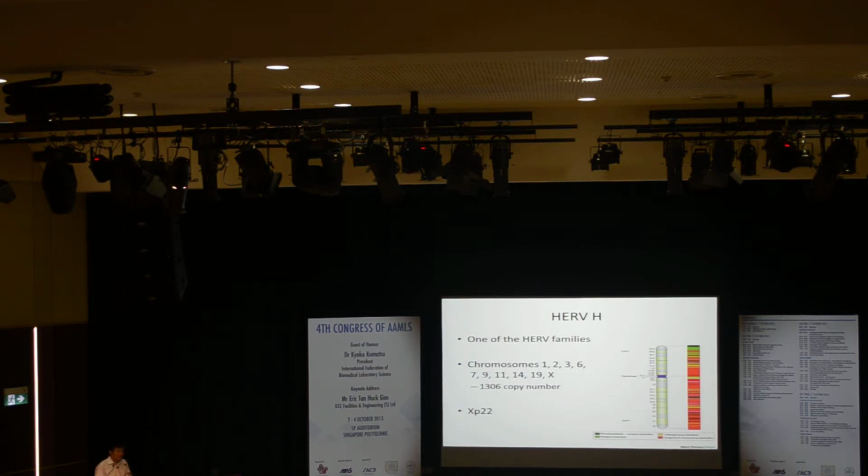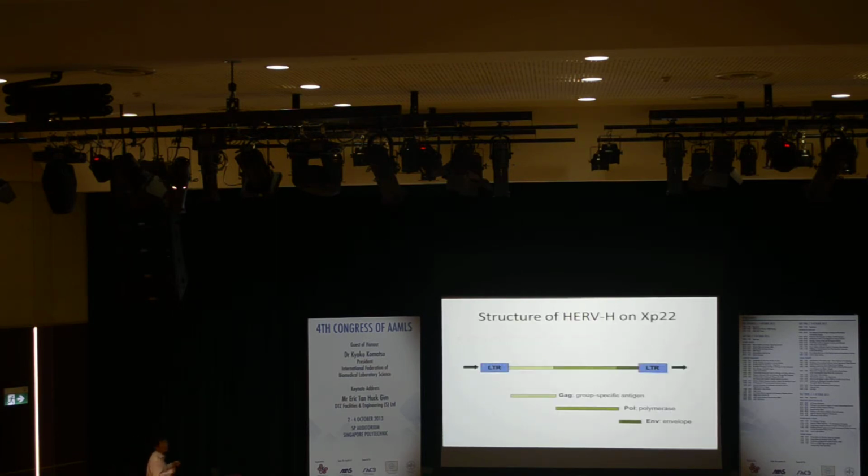HERV-H itself is abundant. It's widespread in our human genome, and it occurs in chromosomes 1, 2, 3, 6, 7, 9, 11, 14, 19, and X. Together, they have 1,306 copy numbers in the human genome. And of course, I'm much interested in the X chromosome. The one found in the X chromosome still has the general structure of GAG, POL, ENV that are framed by the LTR, which stands for long terminal repeats.